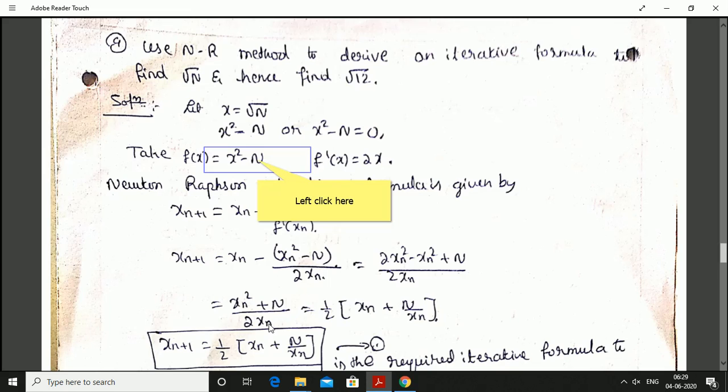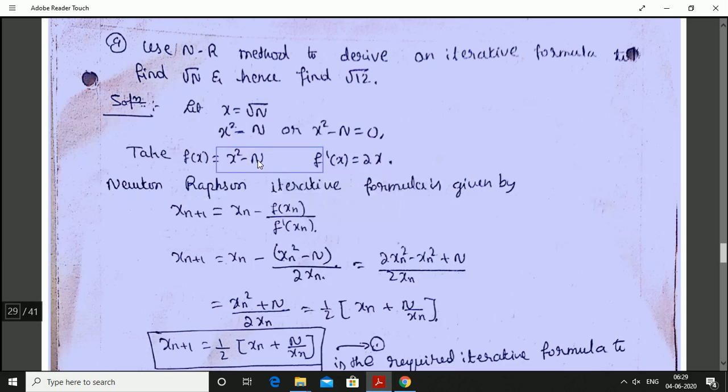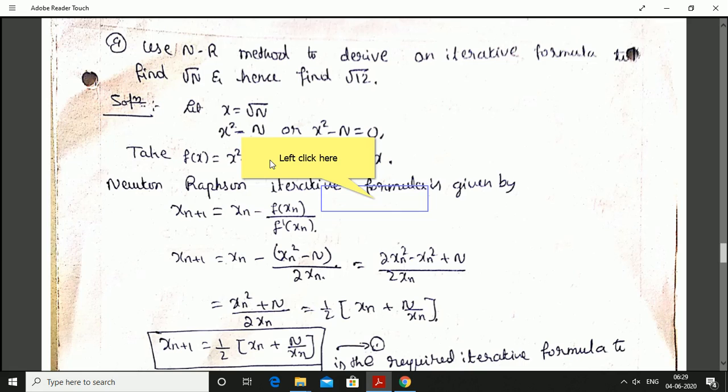We'll take x is equal to square root of n. If I square on both sides, x square is equal to n, or x square minus n is equal to 0. We'll take that function as f of x is equal to x square minus n. If I differentiate this, f dash x is equal to 2x.